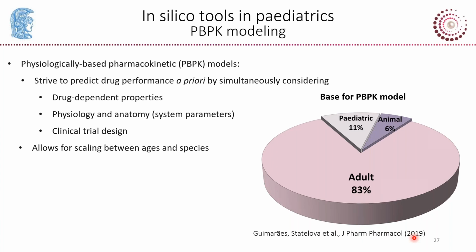Here in this figure, we show a review article of research we performed, which is published. We can see the basis for PBPK models developed for pediatric populations, and what we can see here is that more than 80% of those models were based on adult data. Several of them refined the models, including pediatric populations or animal studies, but the biggest portion was based on adult studies.